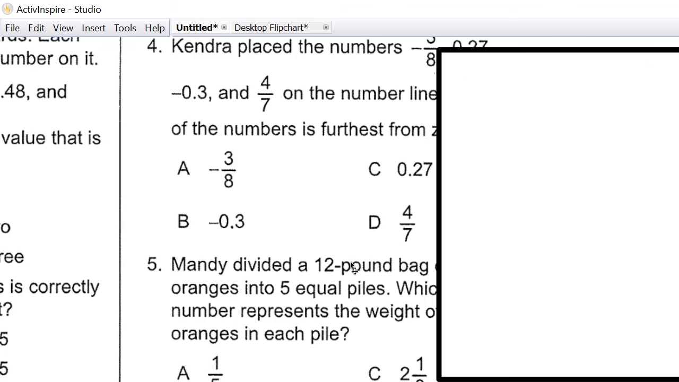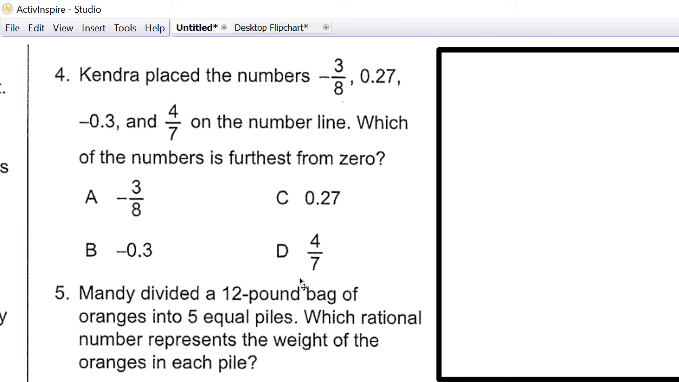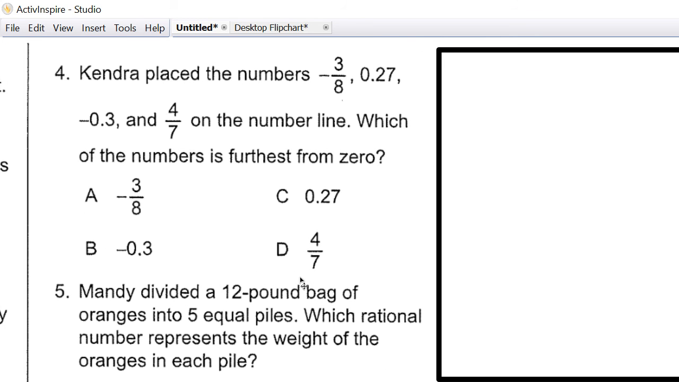Now, while I've got these questions on this page, I'm going to skip ahead to number 4. Okay. 4 says, Kendra placed the numbers -3/8, 0.27, -3/10, and 4/7 on the number line. Which of the numbers is furthest from 0? So we're actually not looking for a negative answer. We're not looking for a positive answer. We're looking for the greatest absolute value. There are definitely different ways to do this.